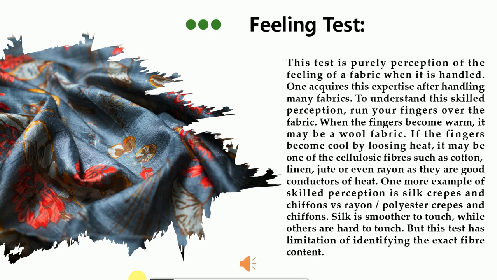If the fingers become cool by losing heat, it may be one of the cellulosic fibers such as cotton, linen, jute or even rayon, as they are good conductors of heat. One more example of skilled perception is silk crepes and chiffons versus rayon and polyester crepes and chiffons. Silk is smoother to touch, while the others are harder to touch. But this test has the limitation of not identifying the exact fiber content.